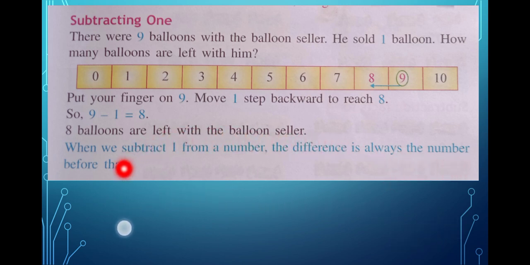Okay, so what are the 3 properties that we learned today? We have learned that number 1 is, when we subtract 0 from a number, we always get the same number. The second property we learned is when we subtract a number from itself, we get 0. And the third property is when we subtract 1 from a number, the difference is always the number before that.